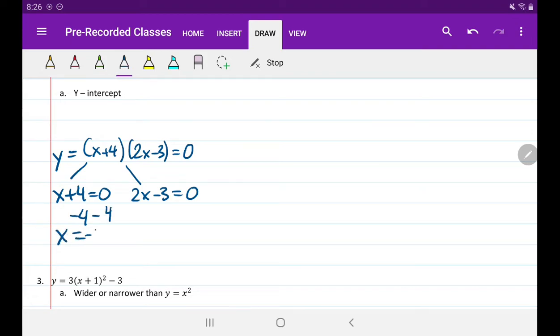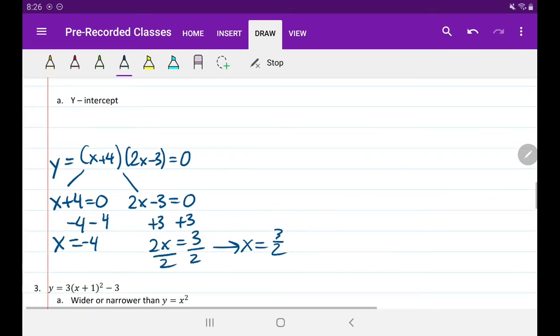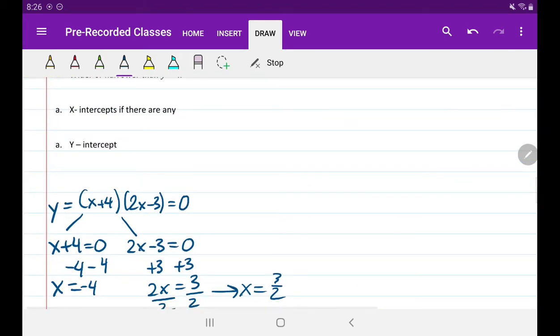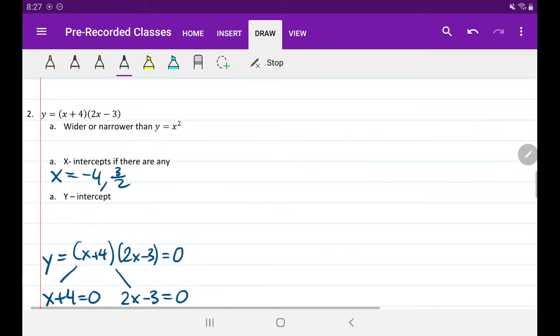So one x-intercept is negative 4, and then, let's see, I'll get 2x is 3, divide by 2, and I get another x-intercept, 3/2. So I can go ahead and fill those in. So my x-intercepts are going to be negative 4 and 3/2, and then my y-intercept, well, the function that they gave me is not in standard form.